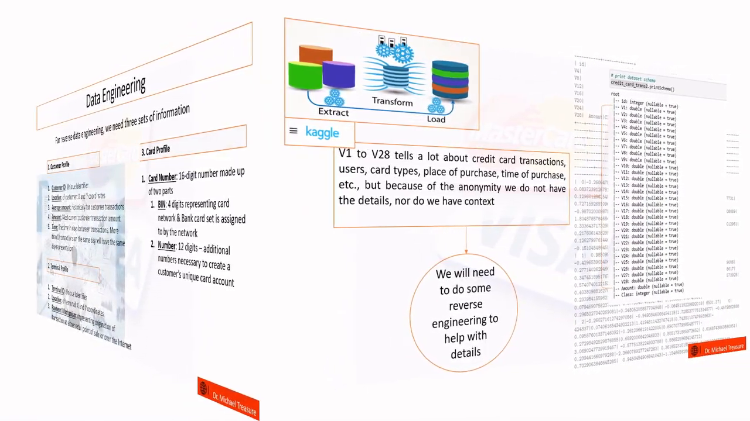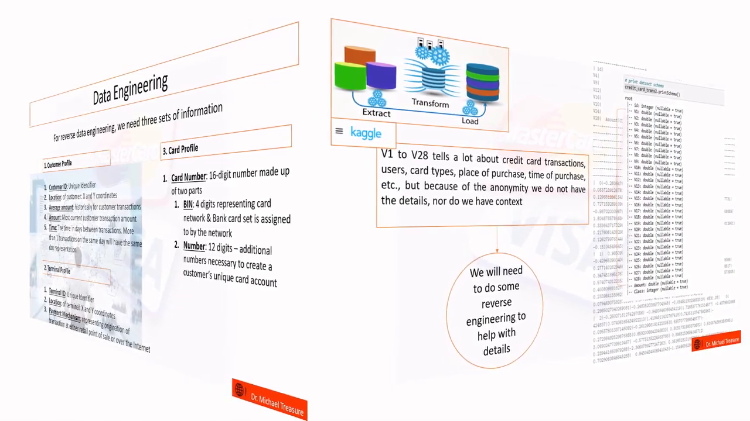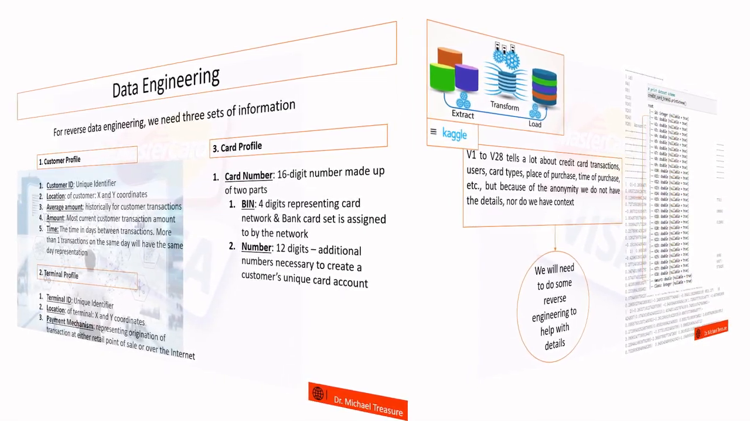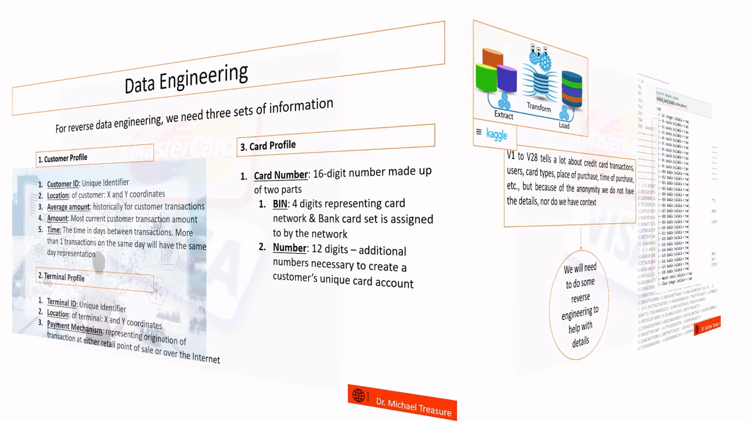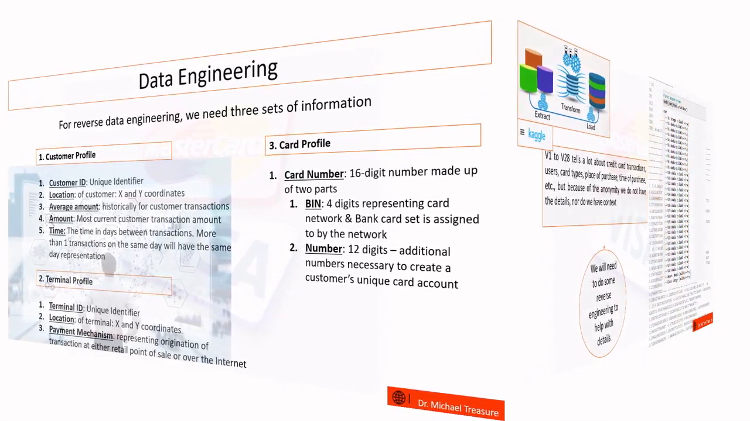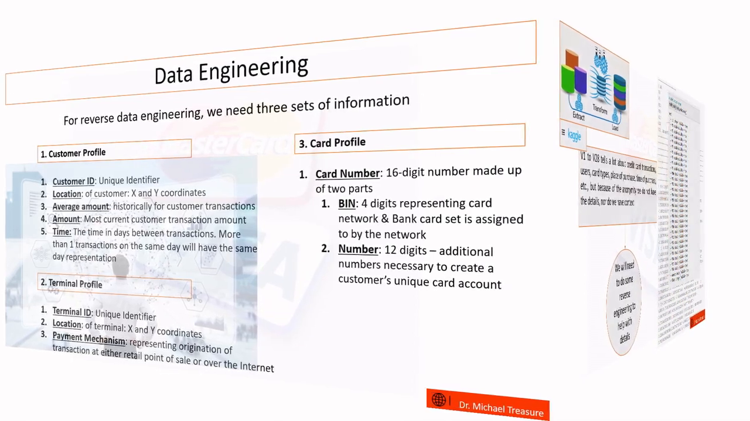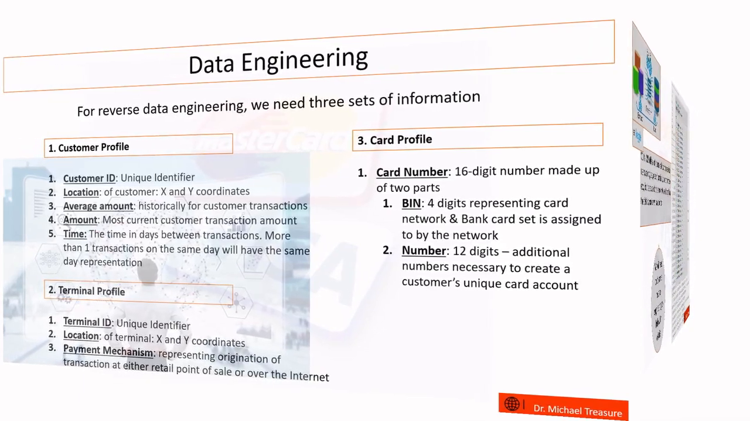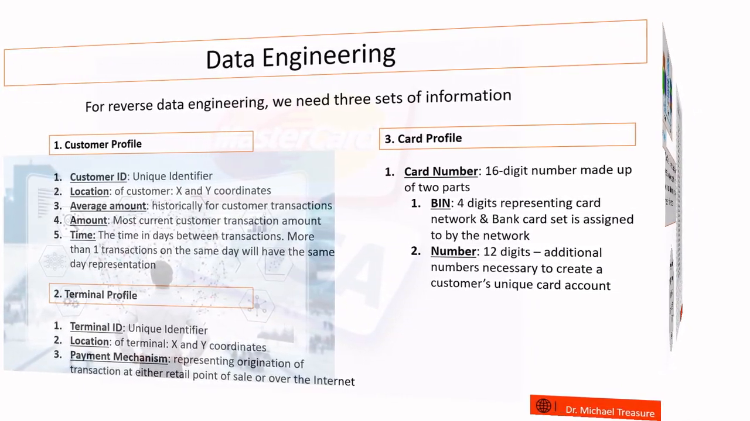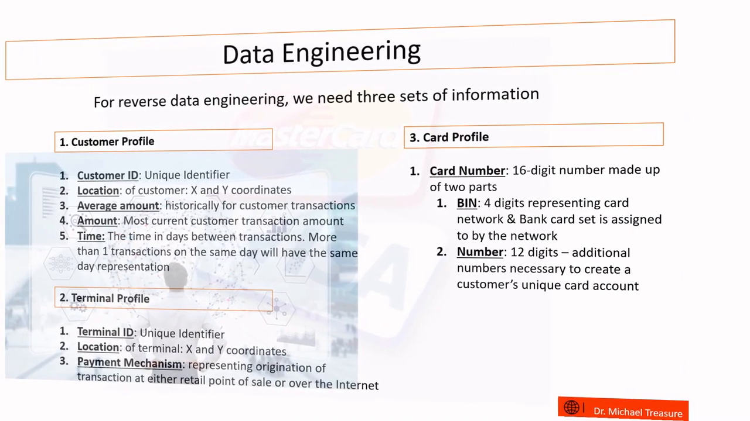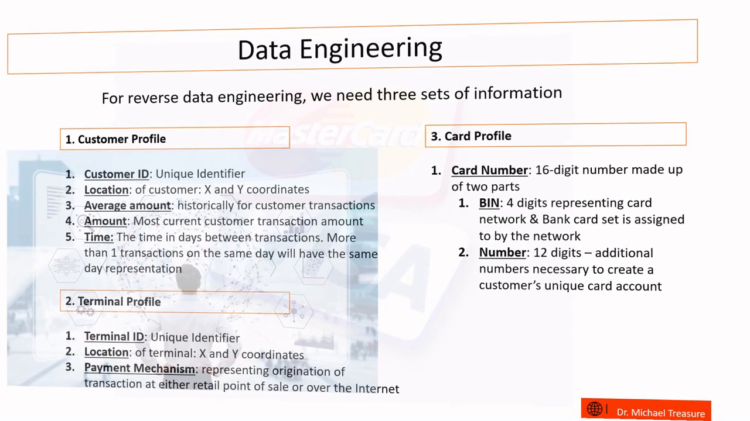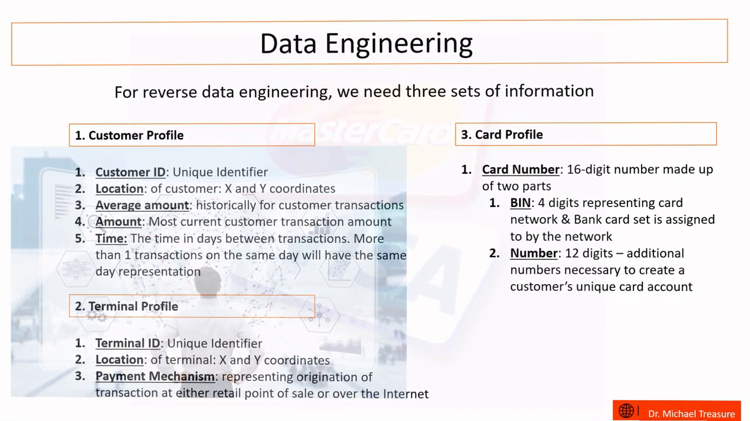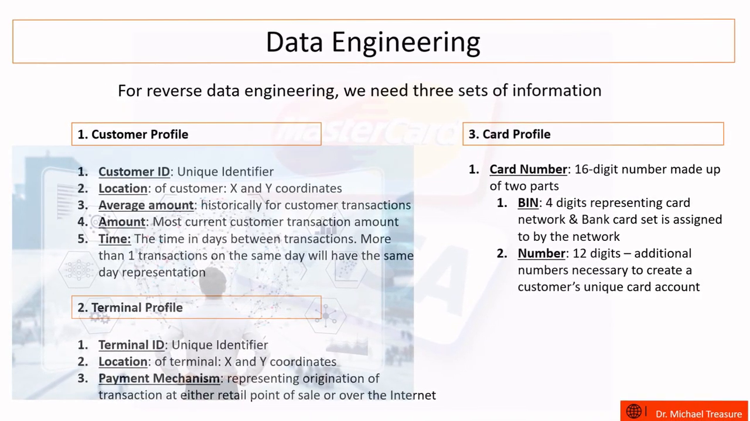In doing so, we will need three sets of additional information. One, customer profile consisting of a customer ID, location of a customer, average amount that the customer spends, the amount of each transaction, and the time. We also need a terminal profile consisting of the terminal ID, which is a unique identifier, the location of the terminal, and the payment mechanism, whether the transaction was done at a point of sale or over the internet.